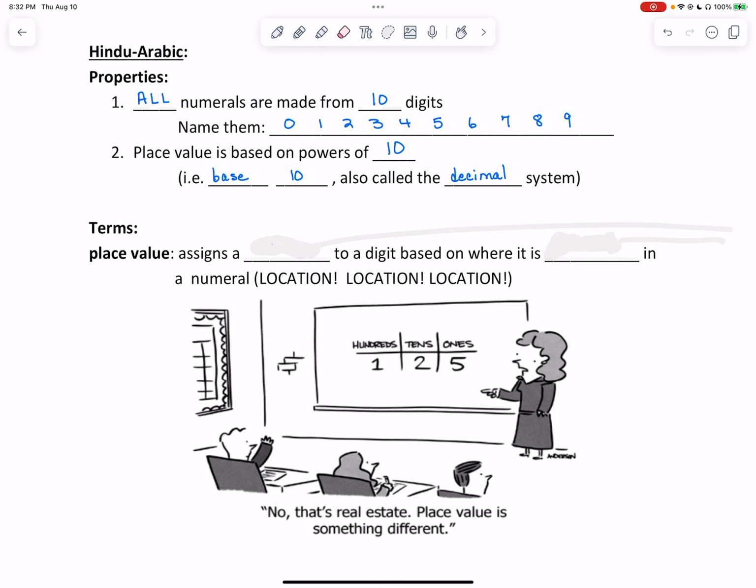So right here, you're going to have your ones, and then once you get 10 ones, you're going to be over in the tens. Once you get 10 tens, you're going to be over in the hundreds. So it's based on 10. So place value is going to assign a value to a digit based on where it is placed in the number. If I moved this 5 over here to the hundreds, it's still going to be a 5, but now it's going to be 500. So place value, location.